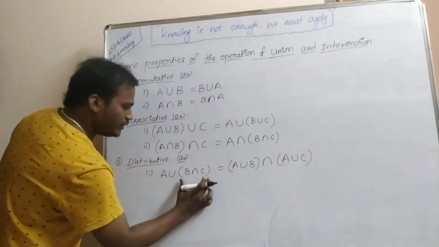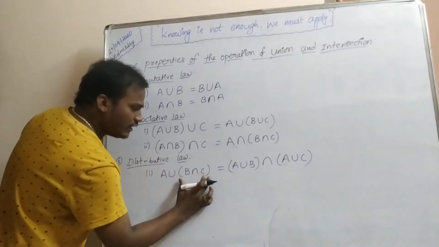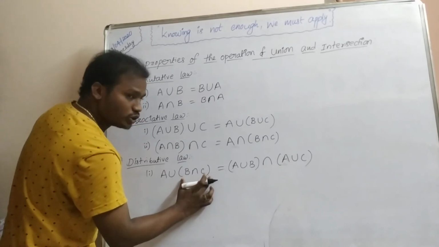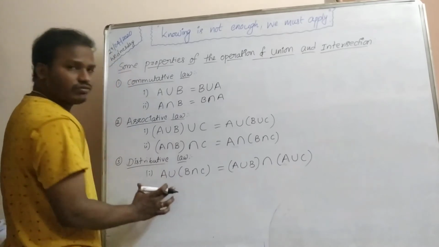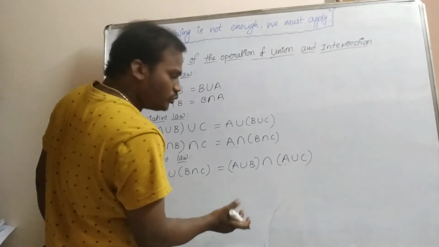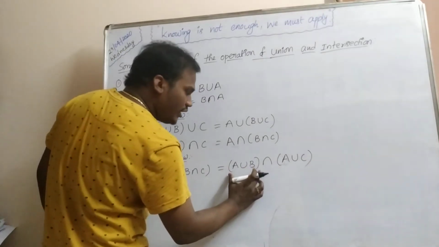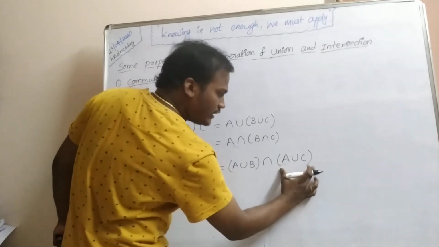First we should find B intersection C and the elements of B intersection C. That is a new set. This set and set A, the whole thing is union. That whole combination of elements will give you the combination of A union B set and A union C.